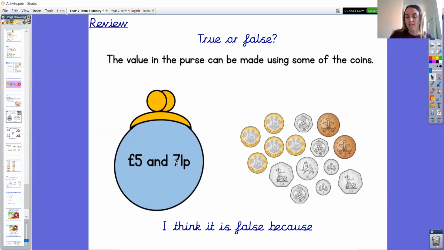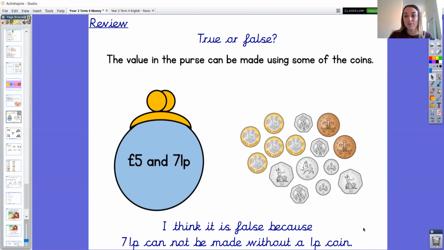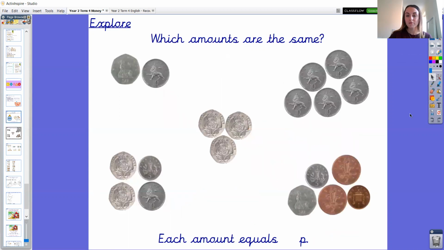So looking at the ones there in 71. Okay, so I'm going to share my full explanation with you now. I think it is false because 71p cannot be made without a 1p coin. So as you can see, we have 2p coins, we haven't got a 1p coin, so it is false. Well done, Year 2.